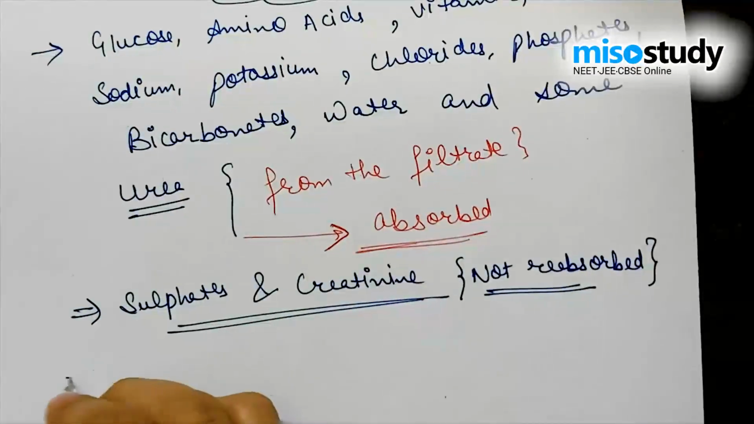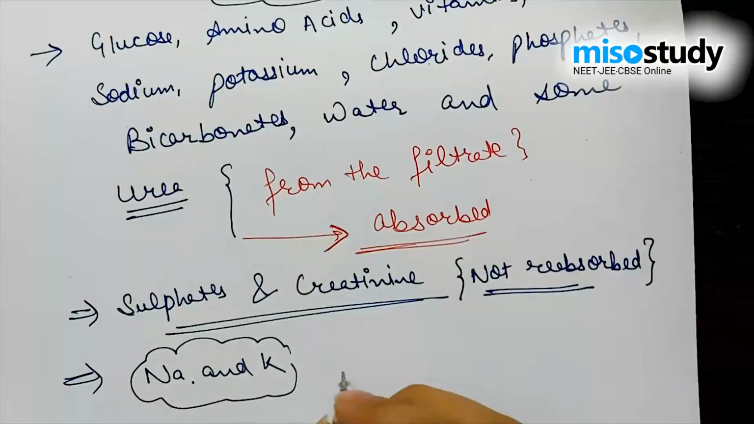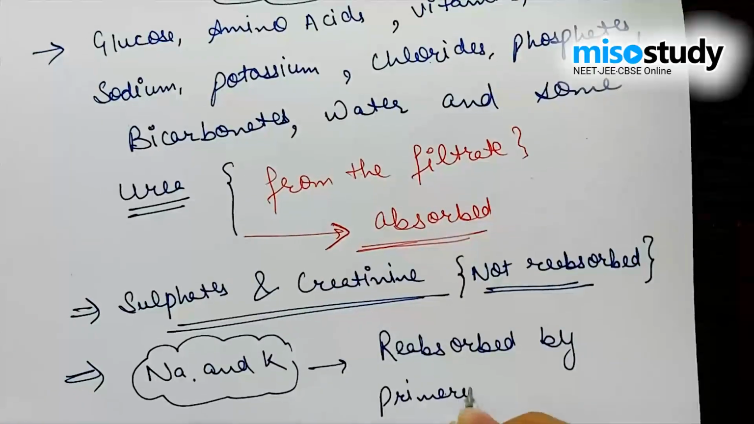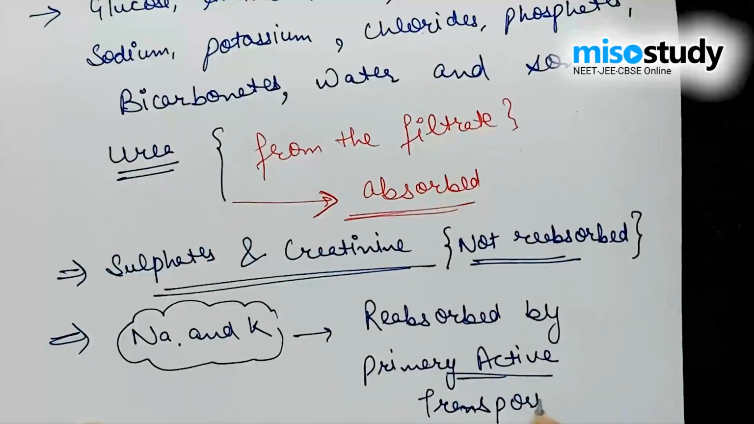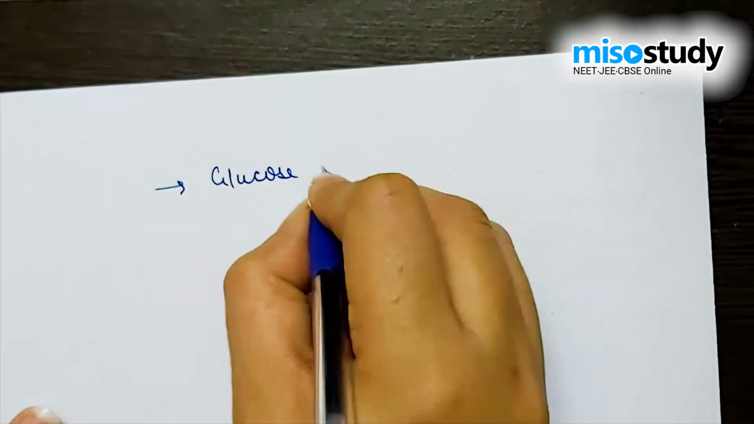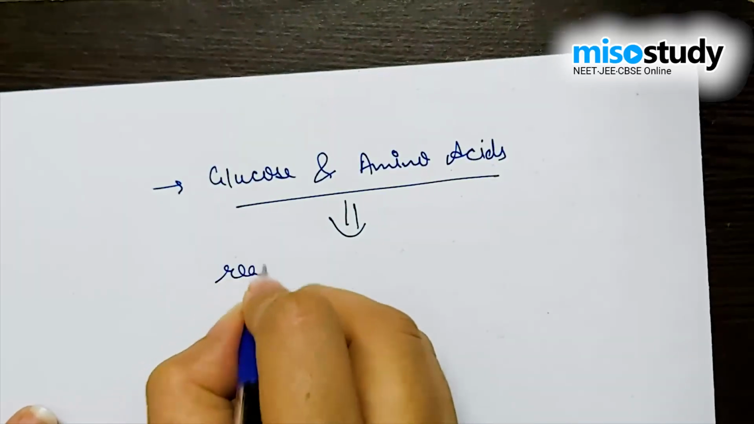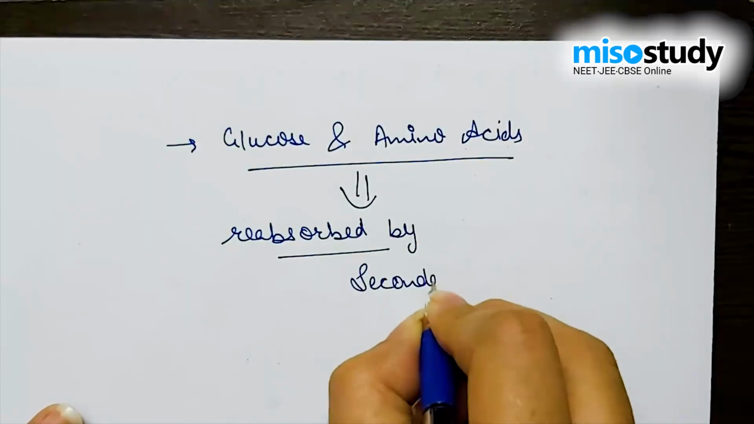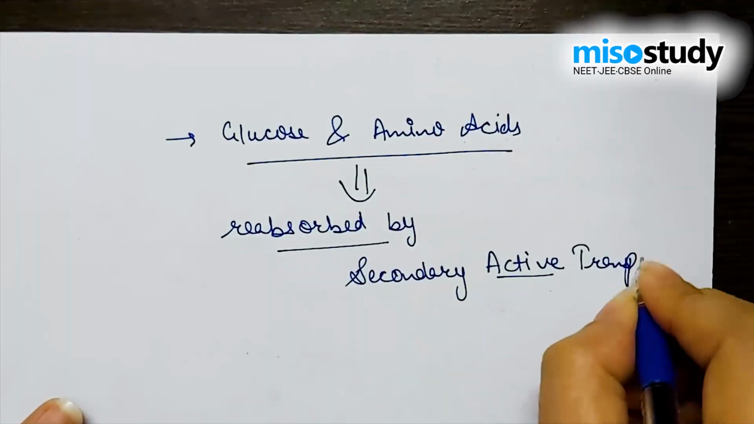When we discuss reabsorption, sodium and potassium are reabsorbed by the primary active transport system, and out of which the glucose and amino acids are reabsorbed by secondary active transport, or the secondary transport system.